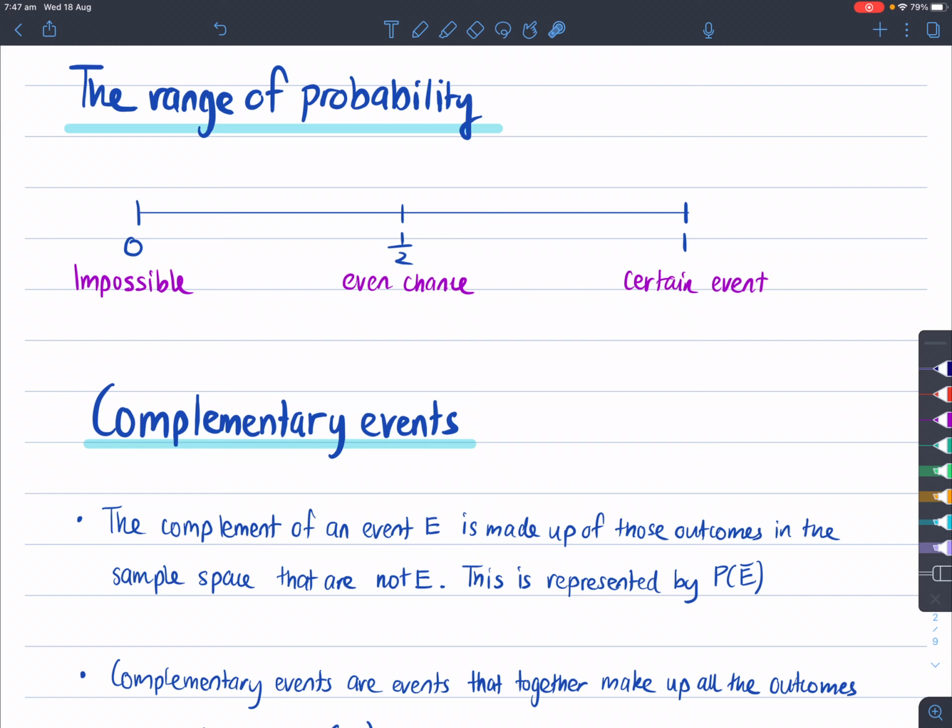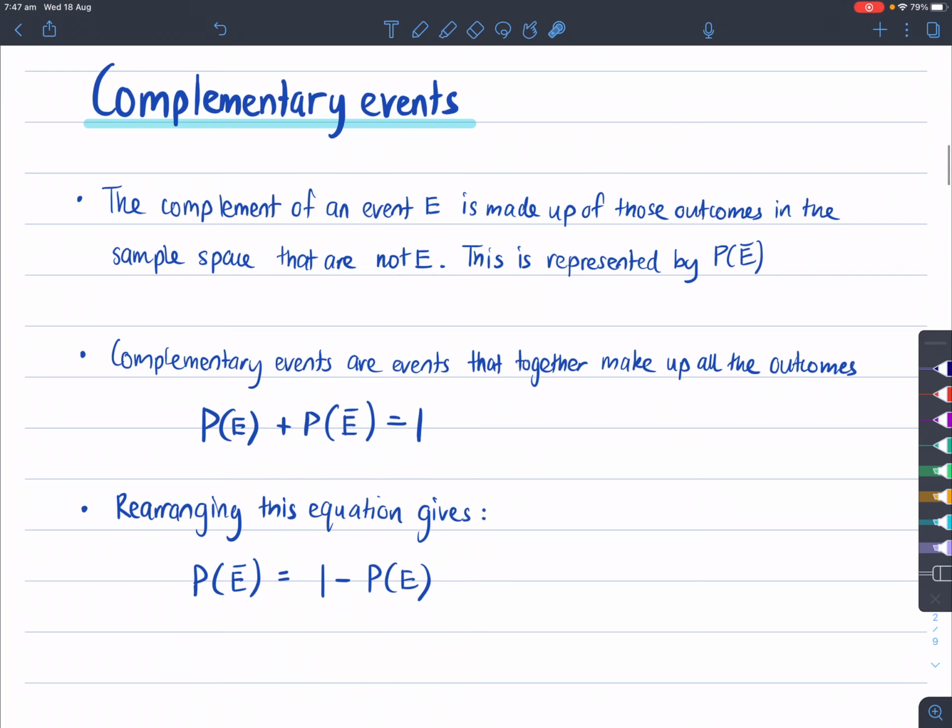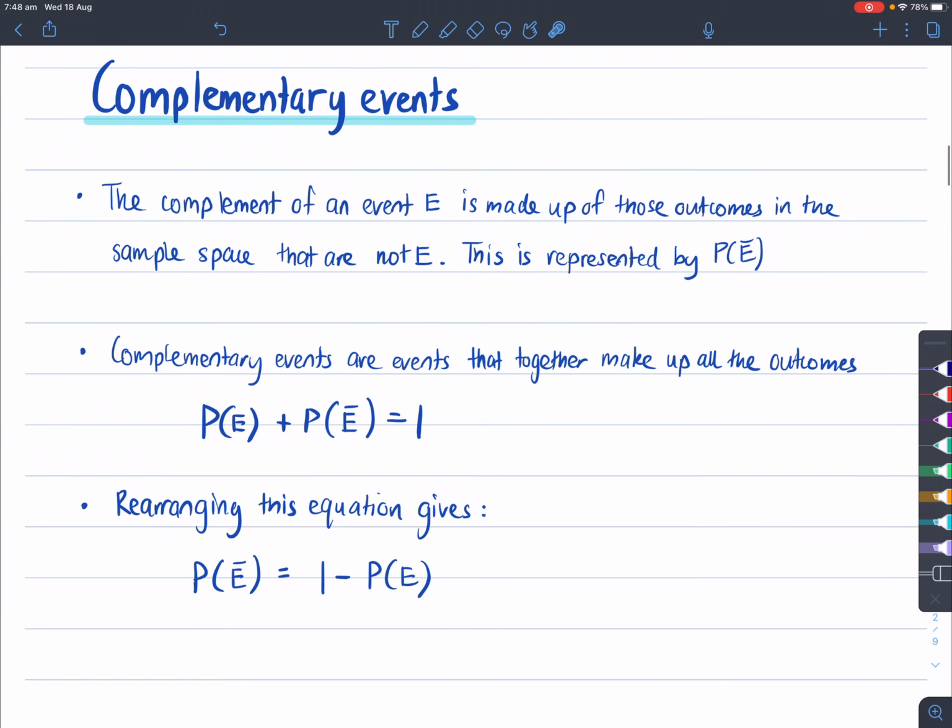There are many more. The next thing we're going to look at is complementary events. The complement of an event E is made up of those outcomes in the sample space that are not E. Sample space just refers to all the possibilities available. In this case, the complement of an event E are the ones that are not E, so they are basically opposites. This is represented by the probability of E with a line on top, or a bar on top.